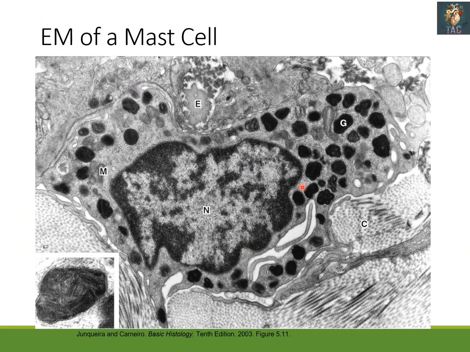This is the electron microscopic structure of the mast cell. Here you can see the nucleus of the mast cell, a large number of granules which are present, and also occasional mitochondria. This is the section of the elastic fiber which is present over here, and these are the sections of the collagen fibers which are present in the connective tissue.